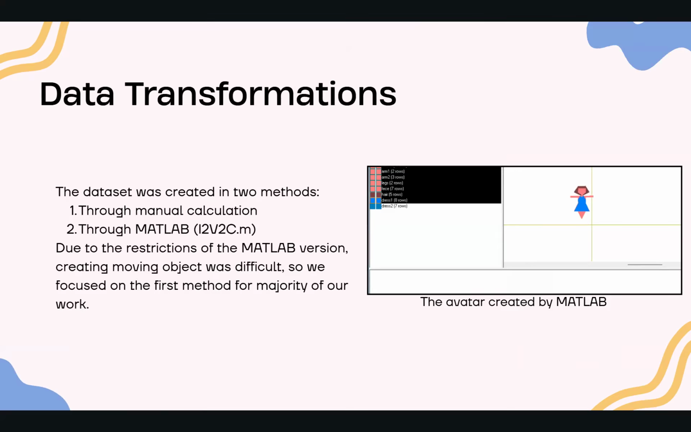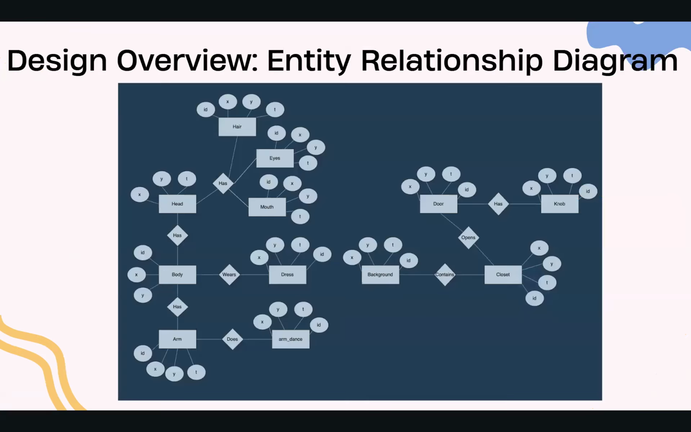So for our data transformations, the dataset was created in two methods, using manual calculation and through the MATLAB script I2V2C. Due to the restrictions of the MATLAB version, creating moving objects was difficult, so we focused on the first method for the majority of our work. And this is our entity relationship diagram.